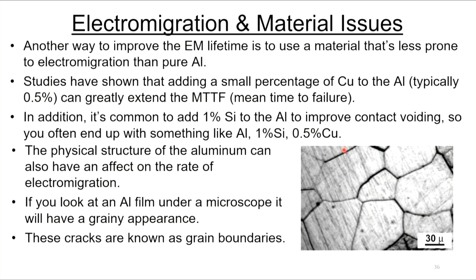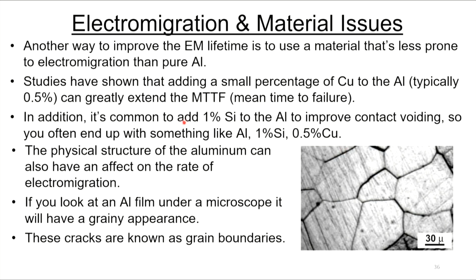By the way, contact voiding happens when you get metal making contact to silicon, and if the metal doesn't have any silicon already in it, some of the silicon in the contact will diffuse up into the metal and leave some voids. So you add a little bit of silicon to the aluminum to prevent that silicon migration into the aluminum, to avoid contact voiding.